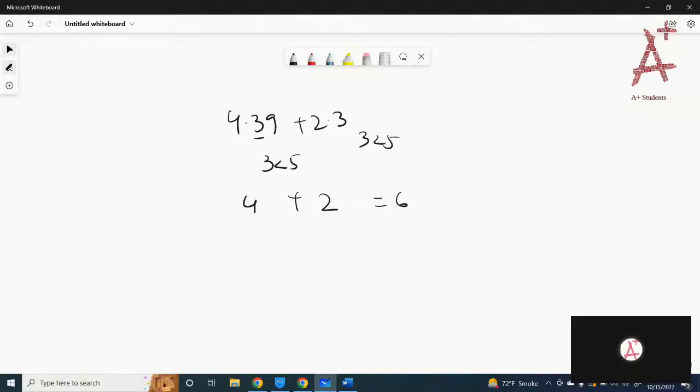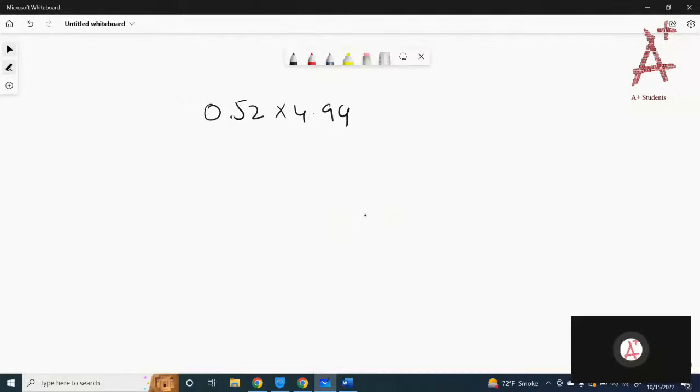Okay, the next one is estimate the product by rounding each factor to the nearest whole number. 0.52 times 4.94. Okay, 0.52 rounds up to 1, because 5 is equal to 5, so you add 1 to the whole number. And then 4.94, the decimal is greater than 5, so you round up, add 1 to the whole number, it would be 5 times 1, and 5 times 1 is 5. Got it? So select the correct option and click on the OK button.